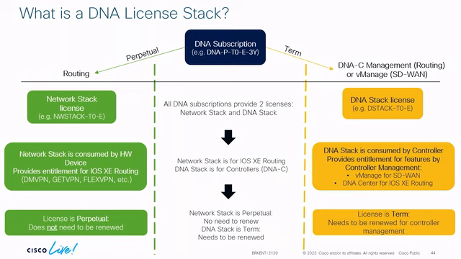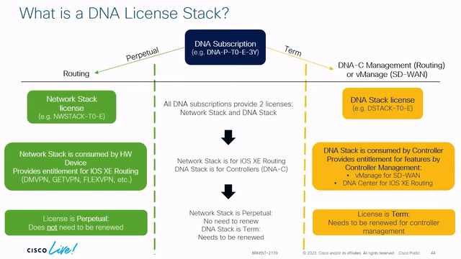Next difference: a network stack works just like an IP-based license on a 4K, as I said. It's perpetual. There's no renewal. It works just like it said. You install it once, you're done. No renewal on a network stack in normal routing. It works like a feature pack.